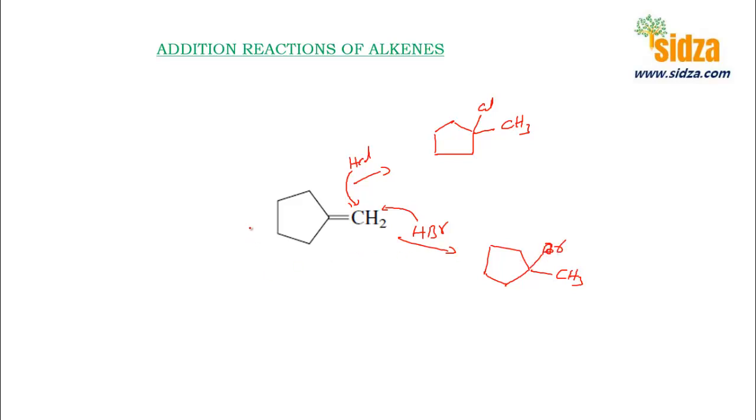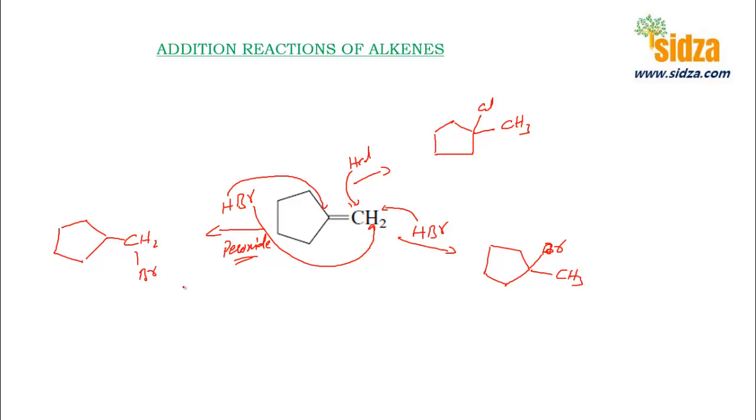But in this case, if you add HBr in presence of any peroxide, correct? So what will happen? Anti-Markovnikov addition, right? Hydrogen will go here and the bromine will add to this carbon. So you get a product like this. Now this is the CH2, it will be attached to the bromine. Hydrogen will be here, so we don't need to represent the hydrogen in the bond line notation, correct? So this will be the product, which is an anti-Markovnikov addition.